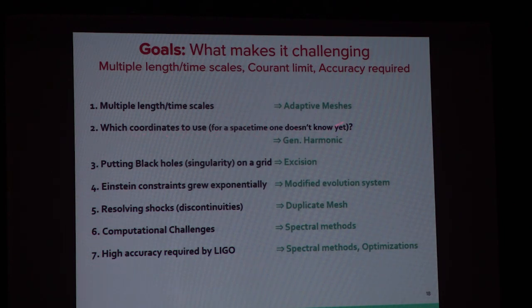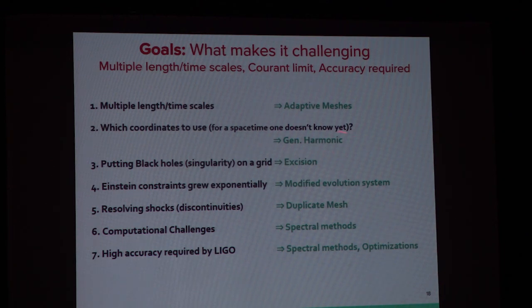Now, which coordinates to use? We use a variation of harmonic coordinates called generalized harmonic coordinates. Harmonic coordinates are the ones that have been used in analytical relativity for a long time. They are particularly suitable for reducing Einstein's equations to a nice wave equation-like form.